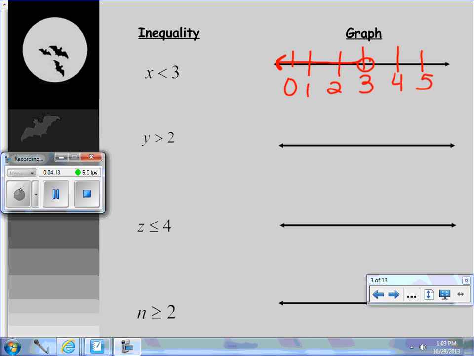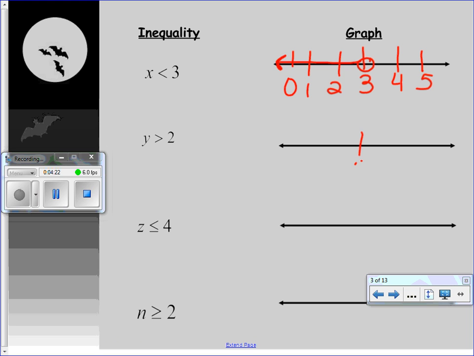In our next example, y is greater than 2. We're asked to graph this inequality. So you draw a number line, plot the 2, and for this inequality, y is going to be greater than 2, so it includes all the numbers greater than 2, but not actually 2 itself.